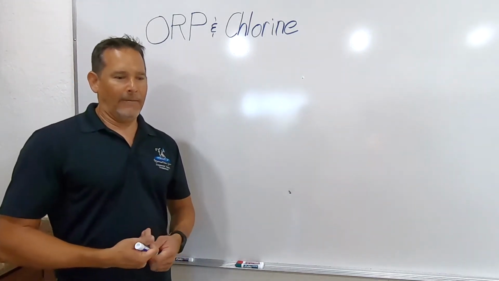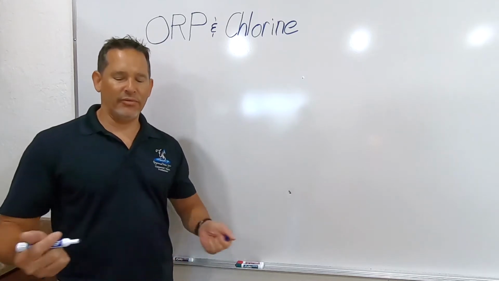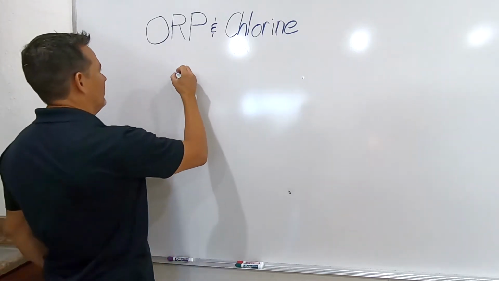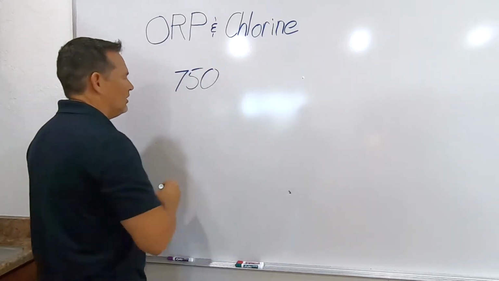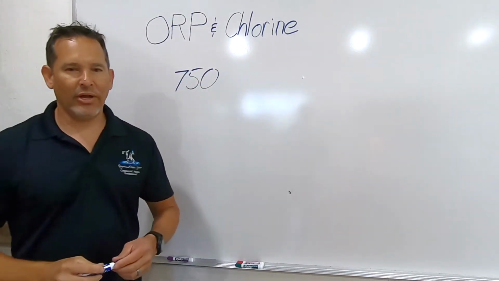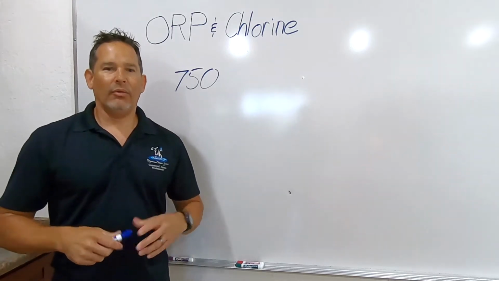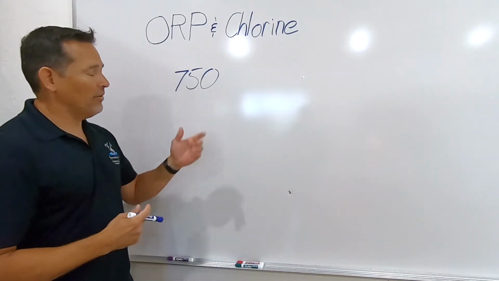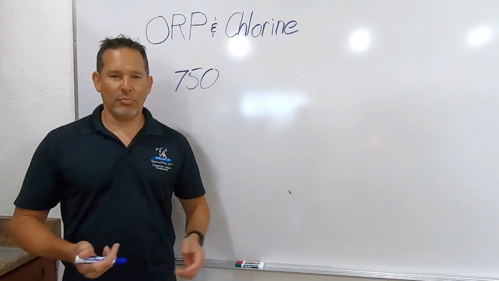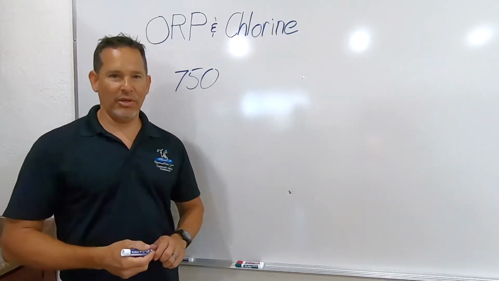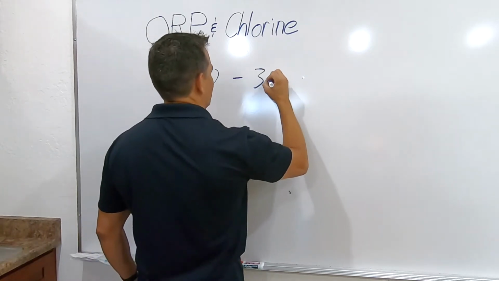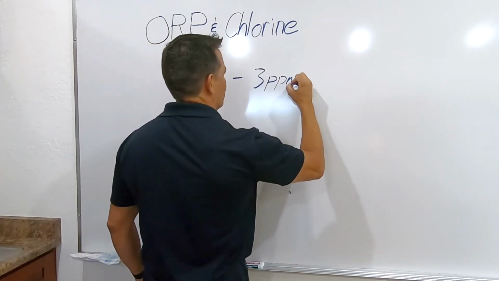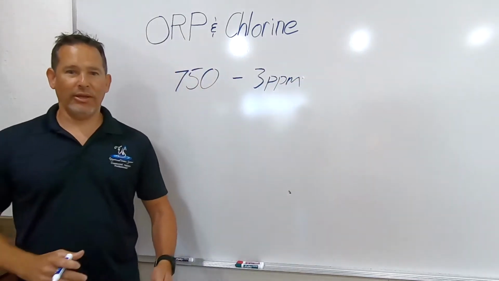So you have a pool, 750 on your ORP. So we have an ORP number of 750, okay? And we're going to start with that. And at 750, let's just say on an average pool, you have 3 parts per million of chlorine in this particular body of water. So you have 3 parts per million.